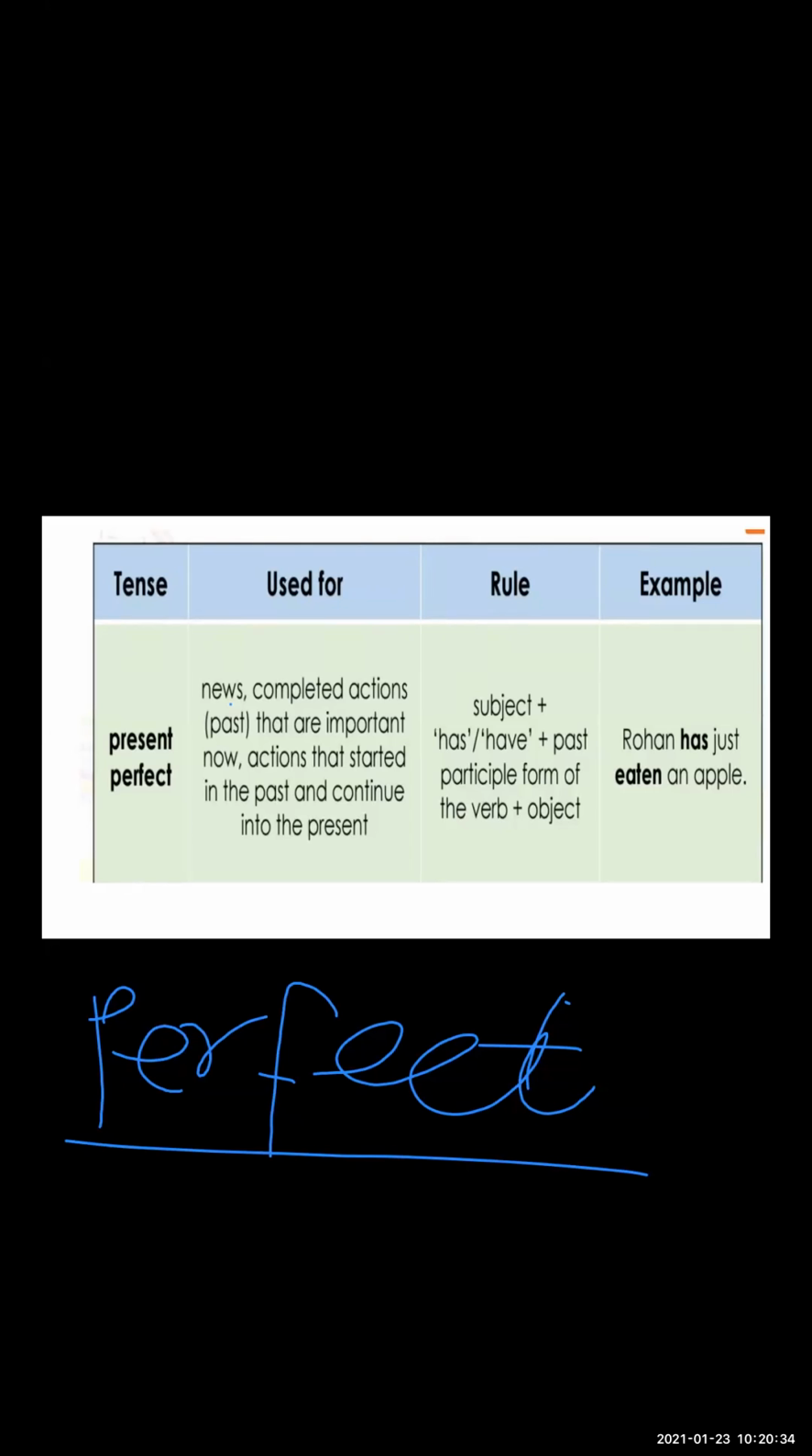Okay, Rohan is the subject. "Has" is the helping verb. After that, I took the adverb to show when the action happened. "Eaten" is the past participle form of the verb. "An apple" is the object. So the formula is subject plus "has" or "have" accordingly, then the past participle form of the verb, and the object. It makes the present perfect tense.